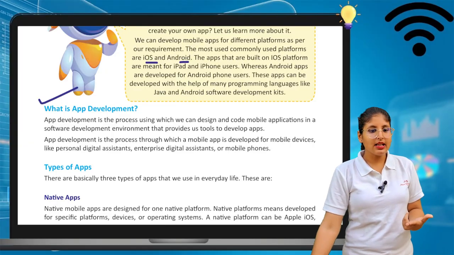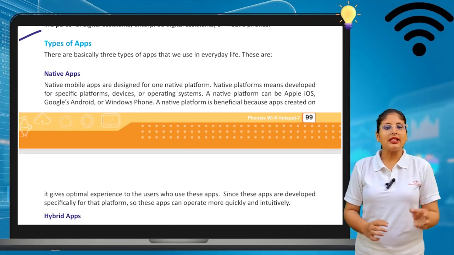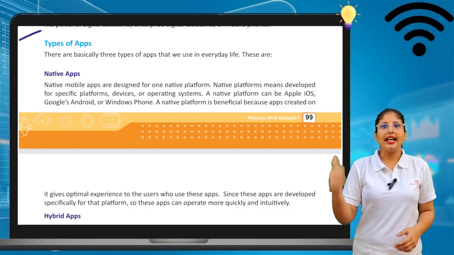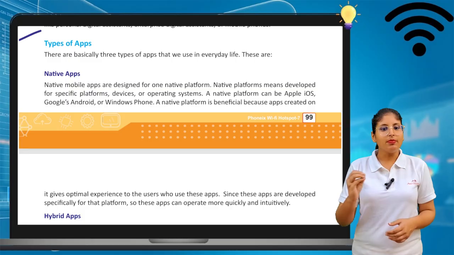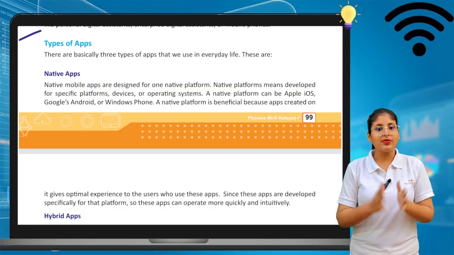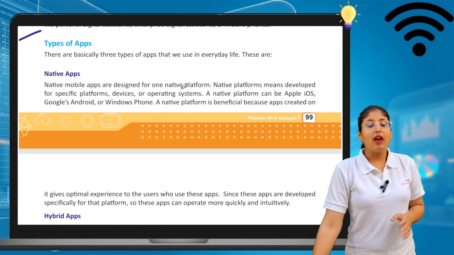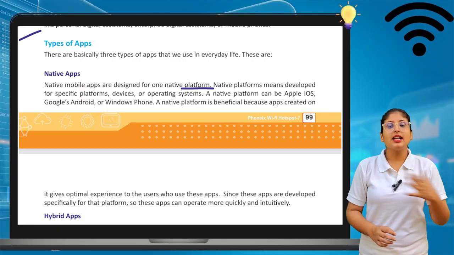Now we will see some types of apps. What are the types of apps that there are? So there are basically three types of apps that we use in everyday life. First is the native app. What is a native app? Native mobile apps are designed for our native platform, and these apps can run properly on it. So these are the native apps.